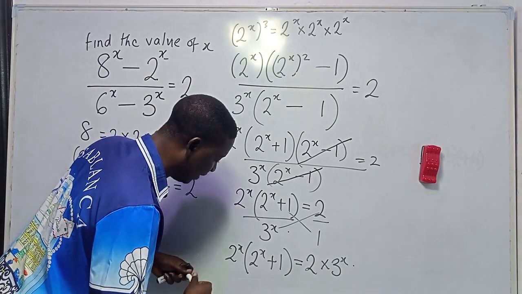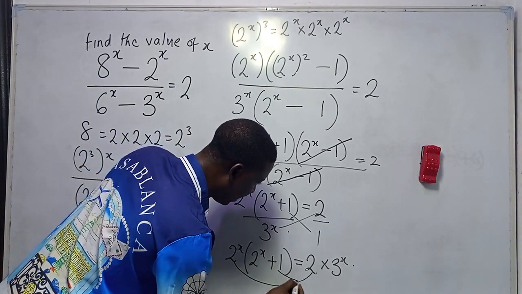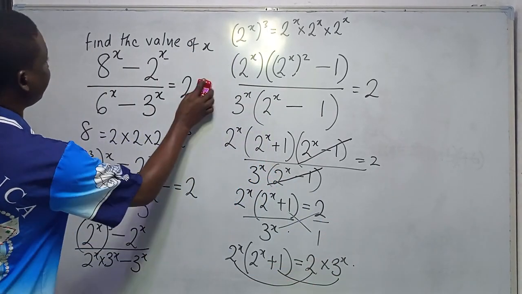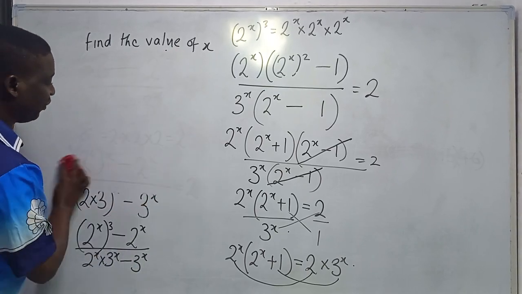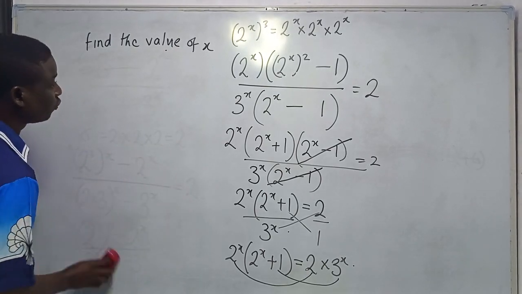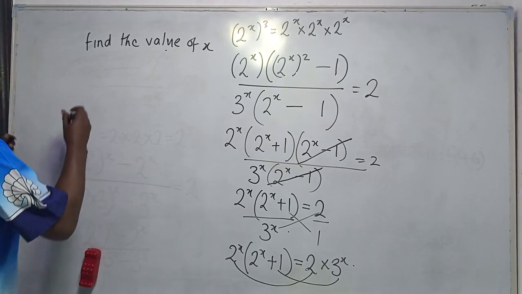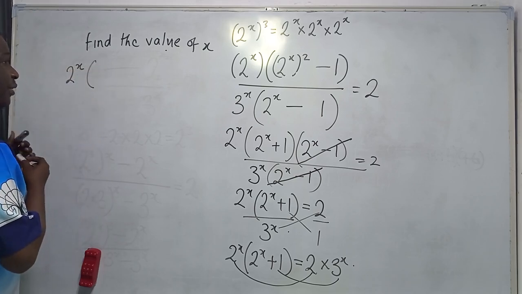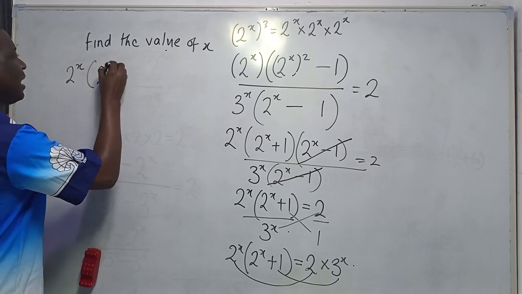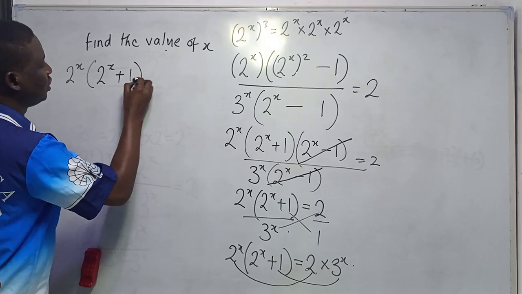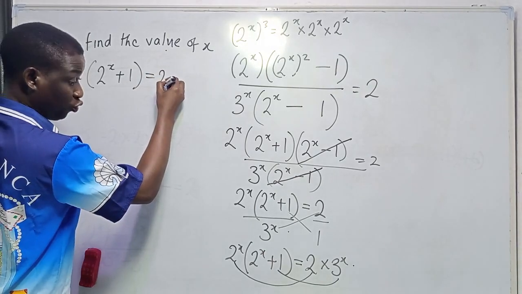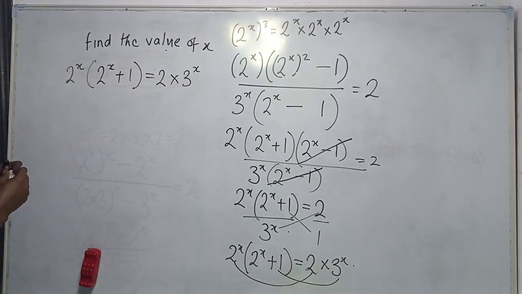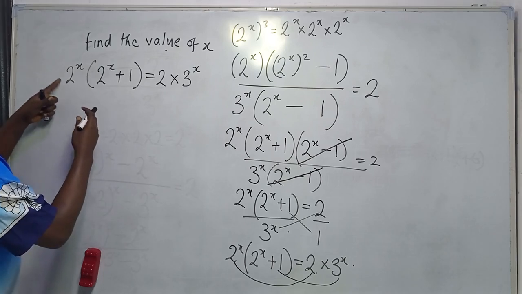Now what we are going to do is by comparing. I will compare this with this mathematically. Let's do comparison of the two sides of the equation. Let me write the equation again: 2 raised by x into bracket 2 raised by x plus 1 equal to 2 raised by 1 times 3 raised by x.